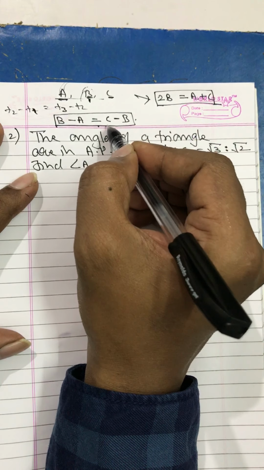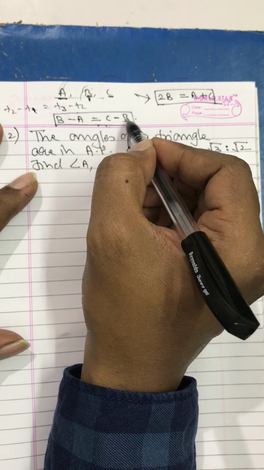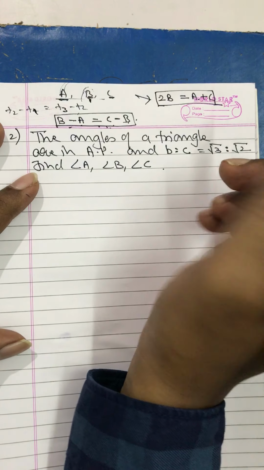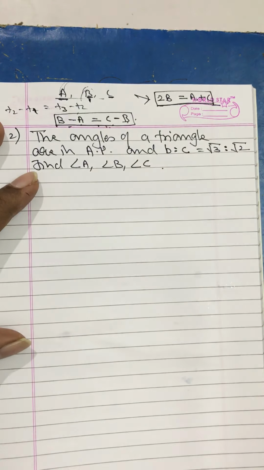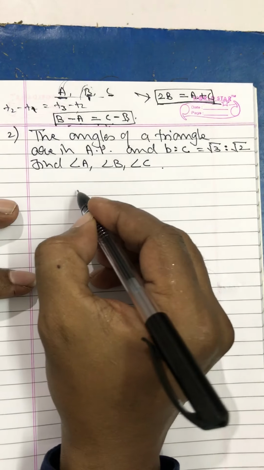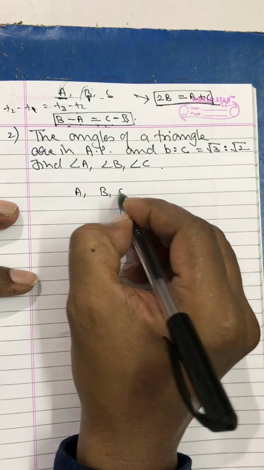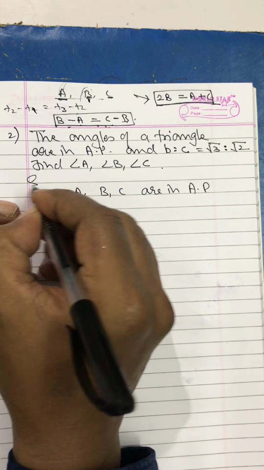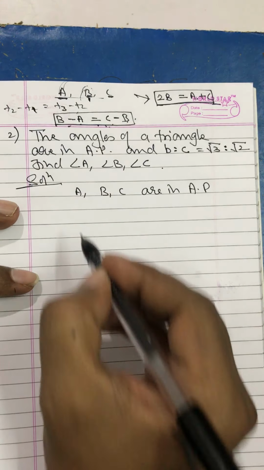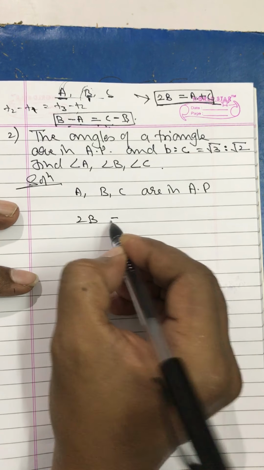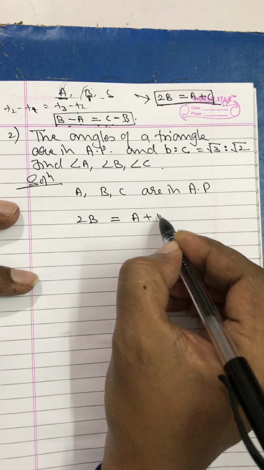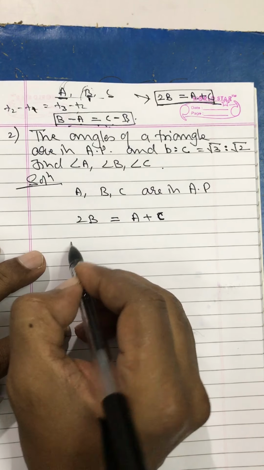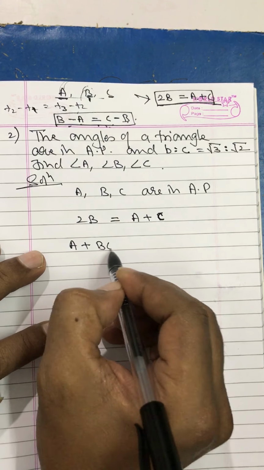Of course, this also is coming from this only. See, if I shift A over here and B over here, I am getting 2b is equal to A plus C. These are the two equations. So when they are saying A, B, C are in arithmetic progression, that means 2b is equal to A plus C.